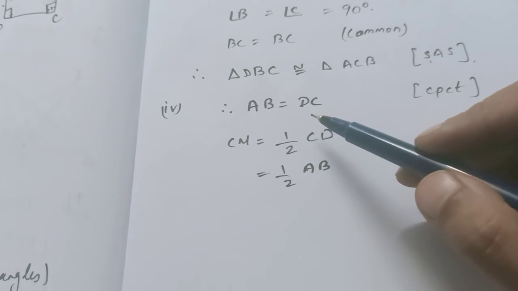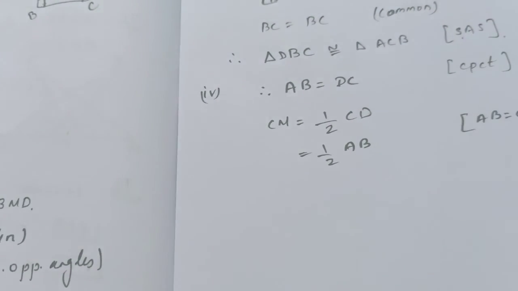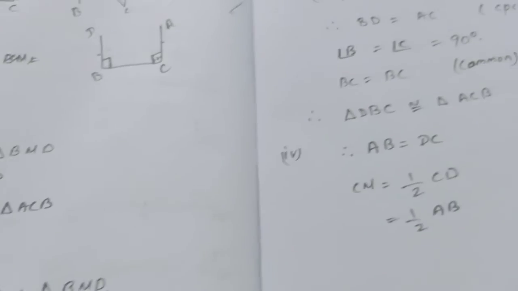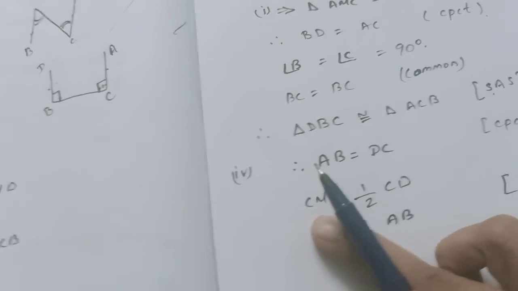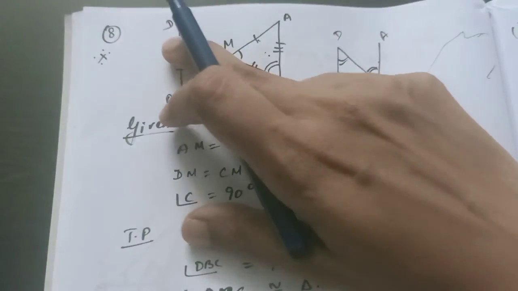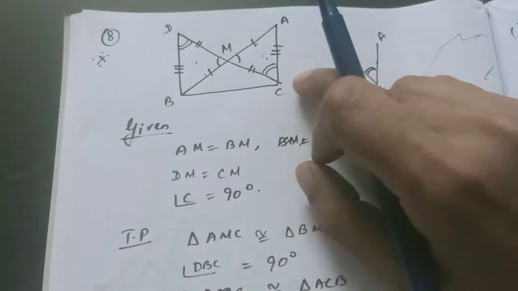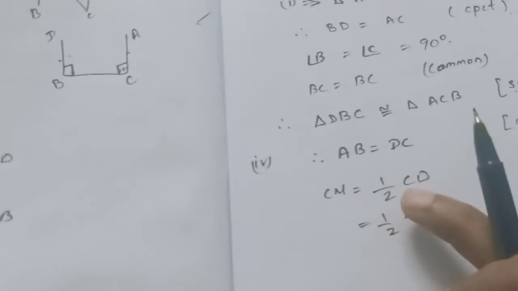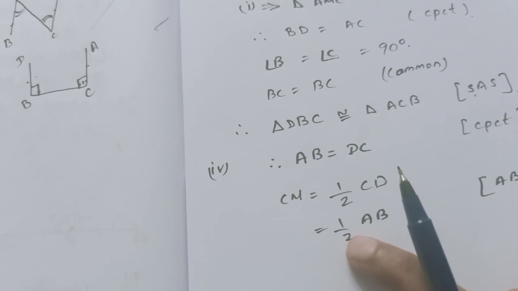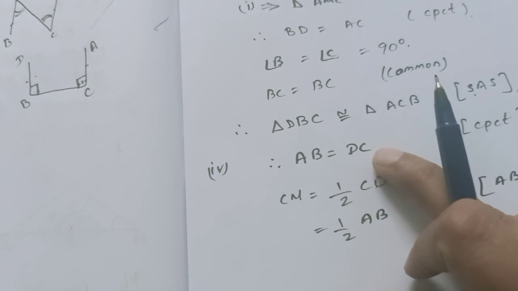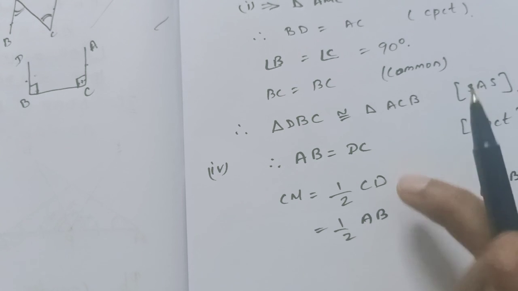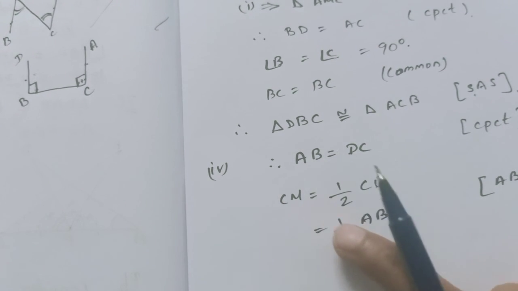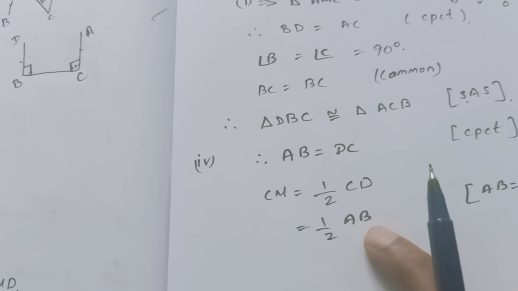AB equal to DC by CPCT. We are asked to prove that CM is equal to half of AB. So CM is the midpoint of DC. No, M is in the middle. So CM will be half of DC. CM equal to half of DC, and we just proved AB is equal to DC. So instead of DC, I am going to write AB. Now I have got CM is equal to half of AB.